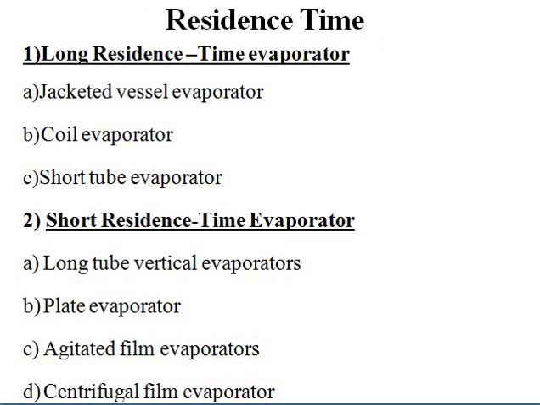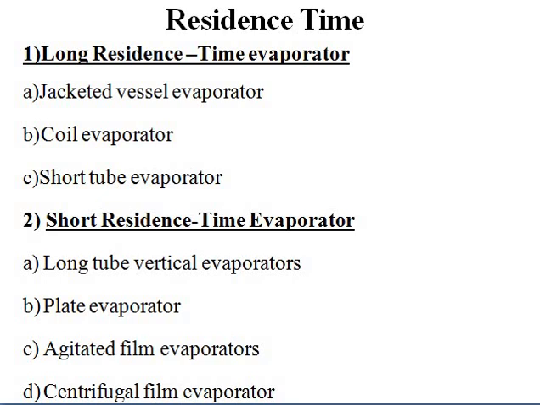Now on the basis of residence time, evaporators are again divided into two categories: long residence time evaporators and short residence time evaporators. The long residence time evaporators, where the residence time is more, are basically the jacketed vessel evaporator, coil evaporator, and short tube evaporator. In short residence time evaporators, the residence time is very less: the long tube vertical evaporator, plate evaporator, agitating film evaporator, and centrifugal film evaporator. So these are on the basis of their residence time.